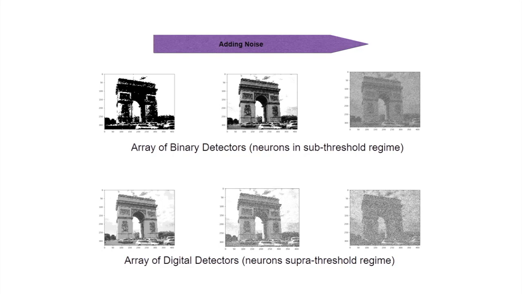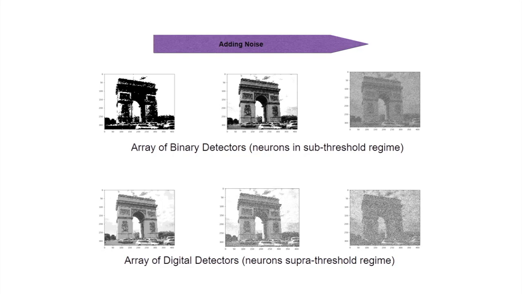And in physics and engineering, it's known that noise can have a beneficial effect. There's a phenomenon called stochastic resonance. If you have an array of binary detectors and you add noise, as you see on top, the image quality can increase. This would correspond to neurons in a subthreshold, generally subthreshold regime. However, if you're using, instead of binary detectors, a digital transducer, noise would generally just degrade the image. And that will correspond to neurons, again, in a generally suprathreshold regime.